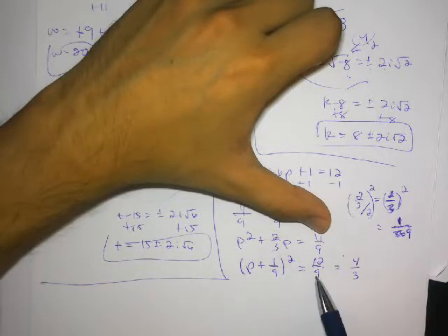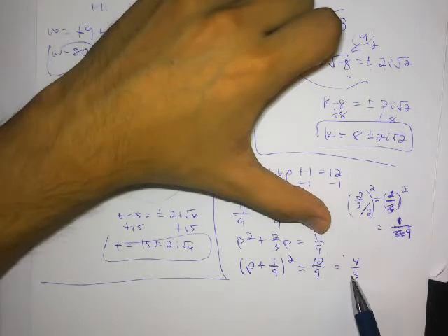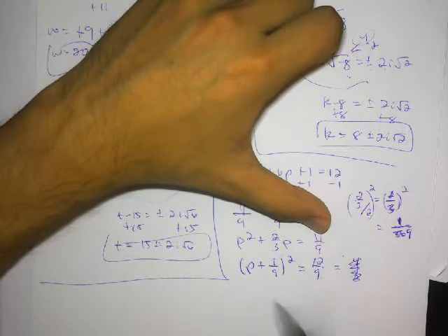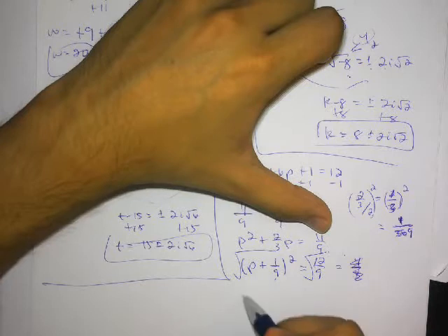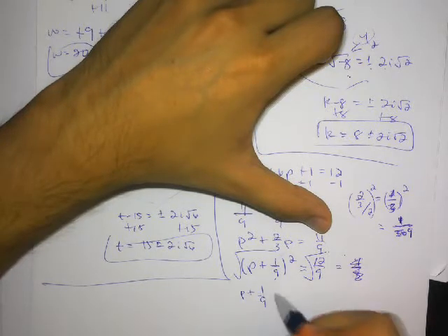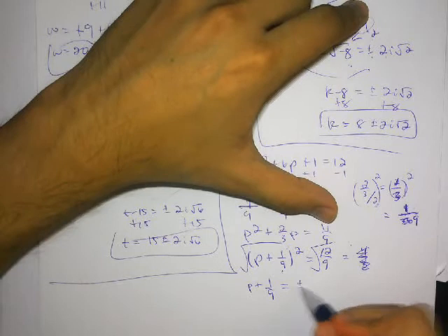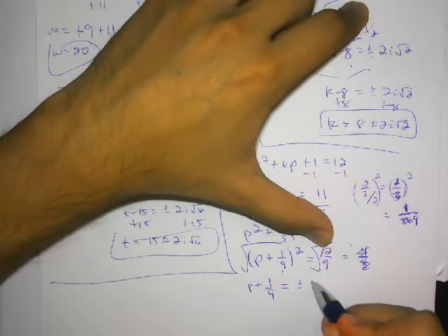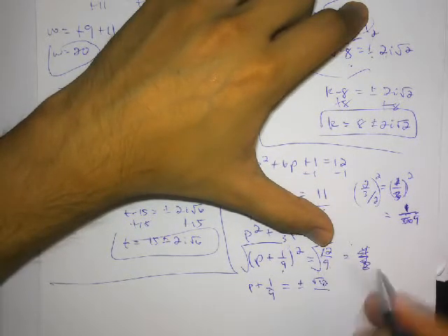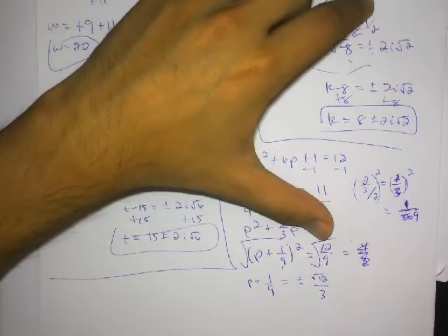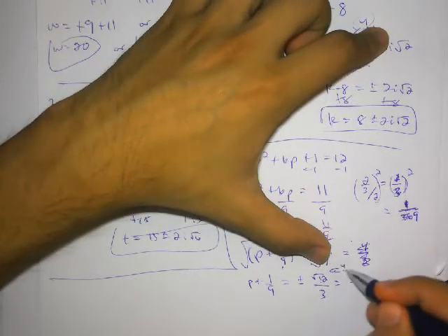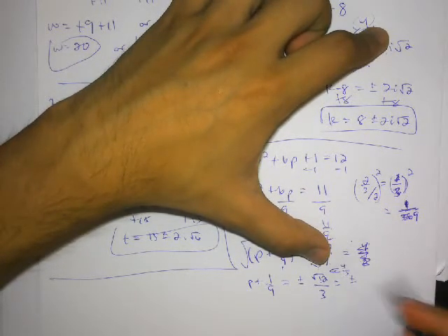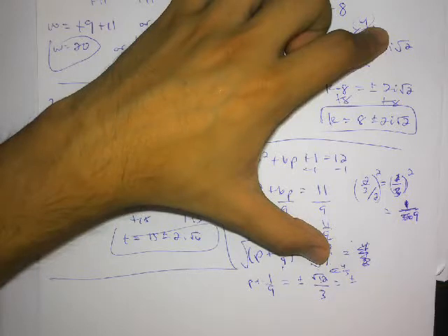P plus 1/3 is equal to plus or minus the square root of 12 over the square root of 9, which is 3. The square root of 12 can reduce to 4 times 3. The square root of 4 is 2, sorry. So that becomes plus or minus 2 times the square root of 3 over 3. And the last step here is to subtract 1/3 from both sides. So subtract 1/3, subtract 1/3.